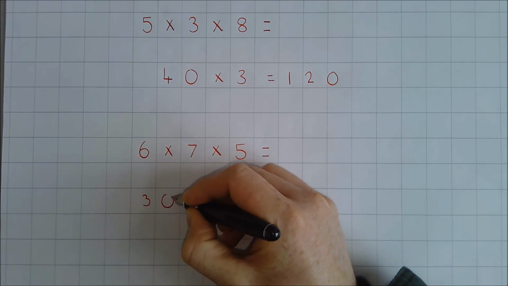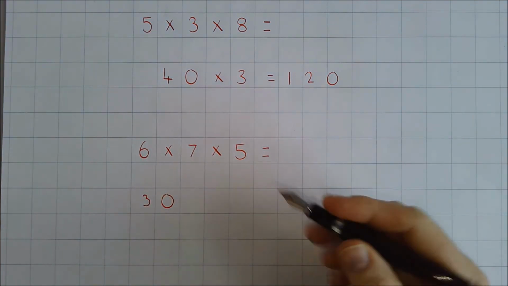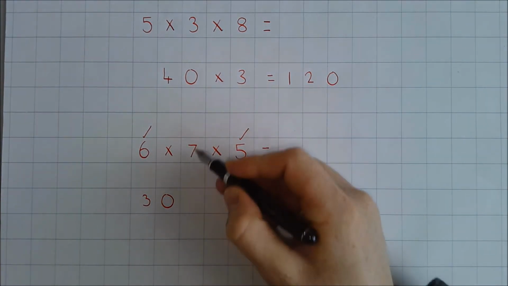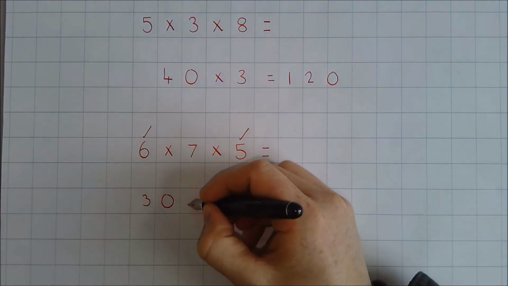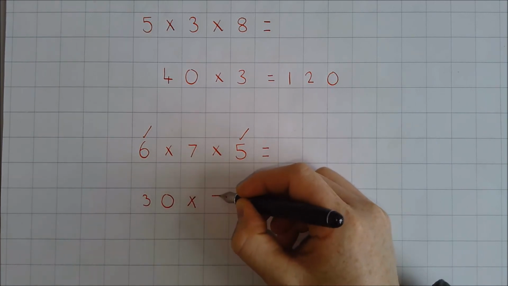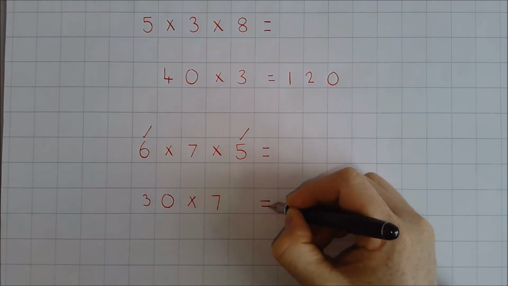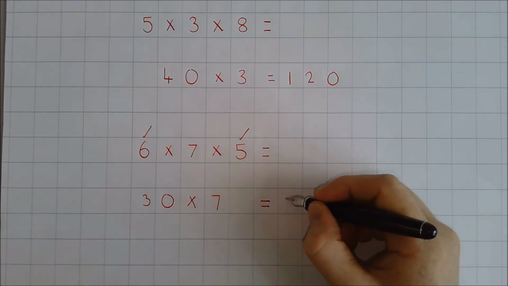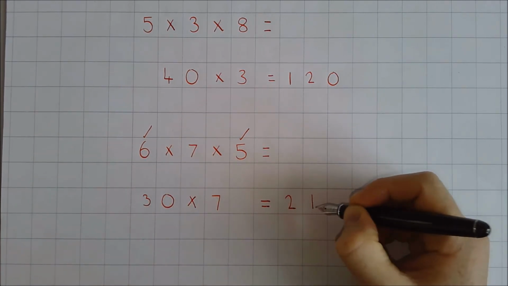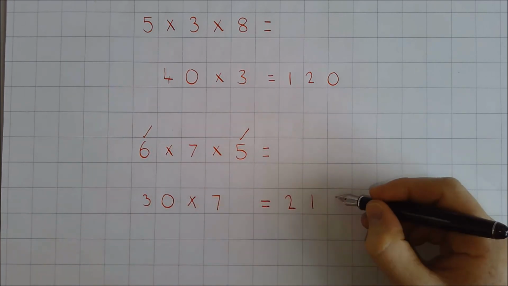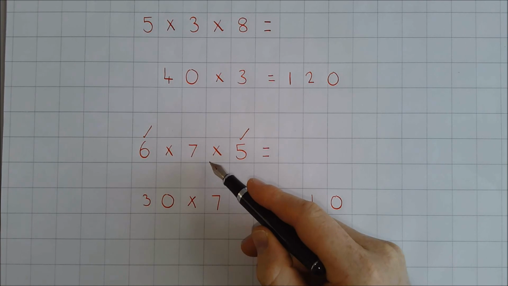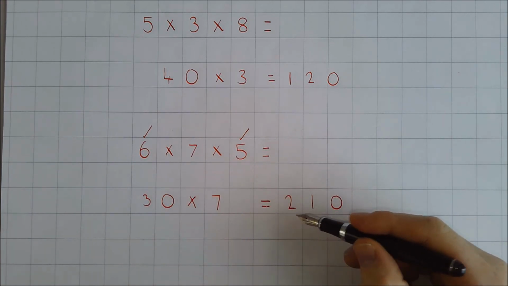Now if you struggle to keep track of the numbers or the factors that you've used, you can just put a little tick above them. So right, I know that I've only got the 7 left. I know that 7 times 3 is 21. Then I need to multiply it back by 10. So 6 multiplied by 7 multiplied by 5 is 210.